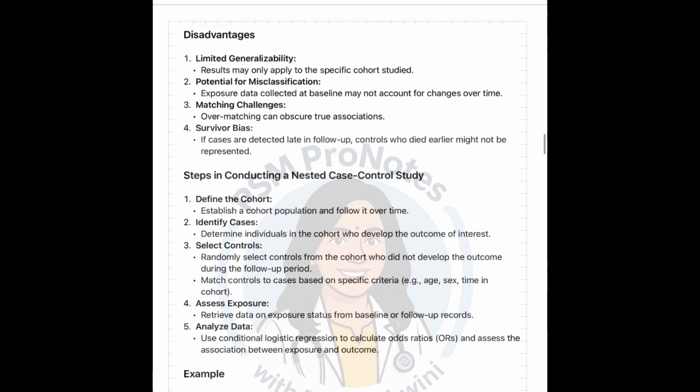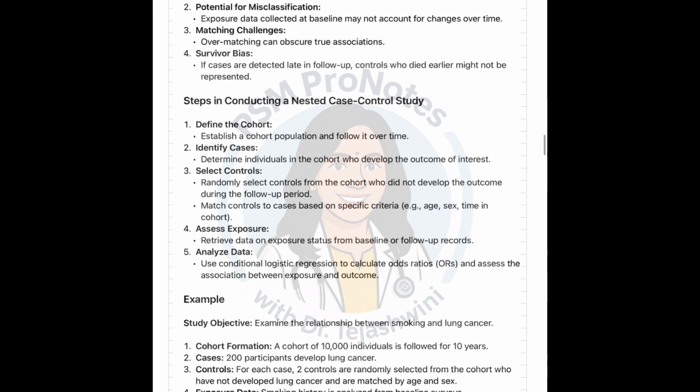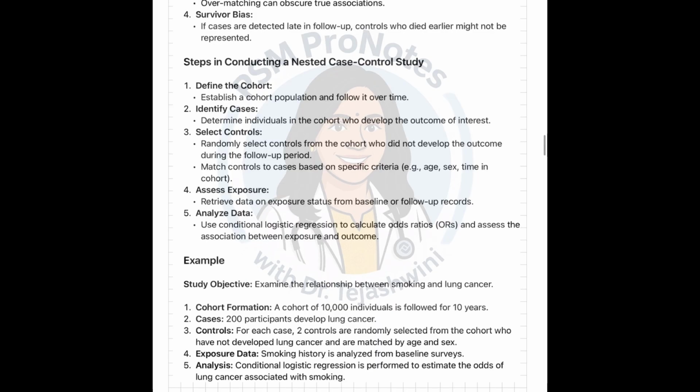Disadvantages of nested case control studies. Limited generalizability. One of the main disadvantages is that the results may only apply to the specific cohort being studied. The findings may not be easily generalized to other populations, especially if the cohort has unique characteristics. Potential for misclassification. Exposure data collected at baseline may not account for changes in exposure over time. This is especially problematic if participants' exposure status changes during the study period, leading to misclassification of exposure status.